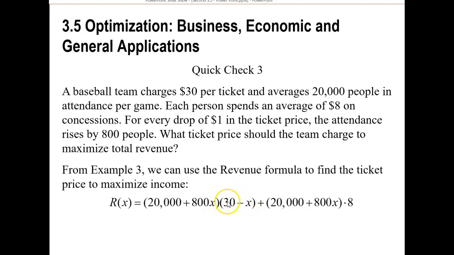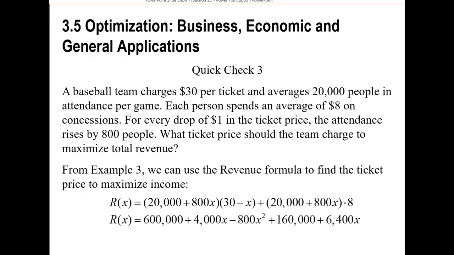Times price per ticket is now going to go down from 30 by x amount. So the number of people becomes 20,000 plus 800x times the price per ticket becomes 30 minus x, plus the number of people again times how much they're spending on concessions, which was $8. Multiply out, distribute the 8, FOIL the first two, clean it up, gives you this revenue function.